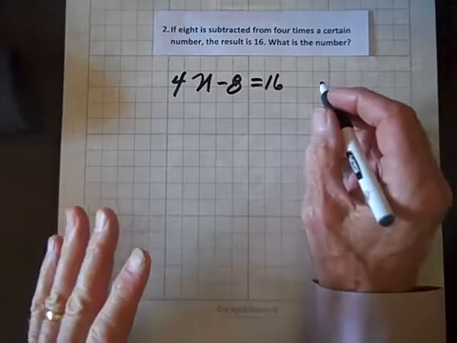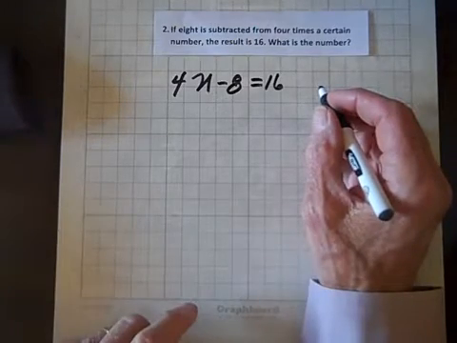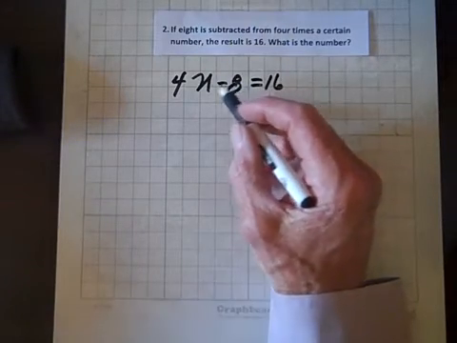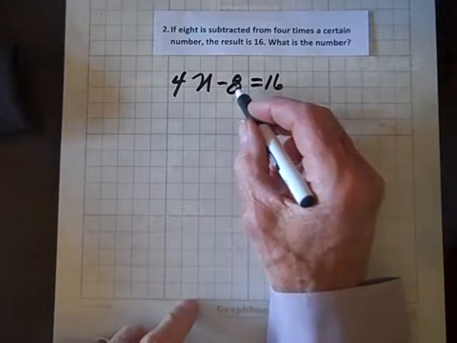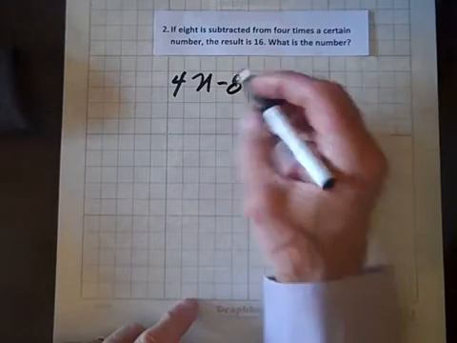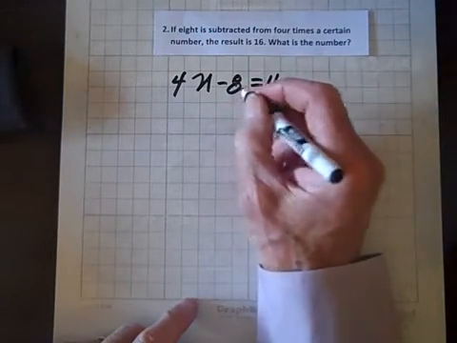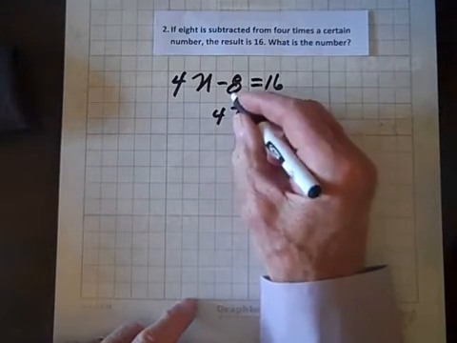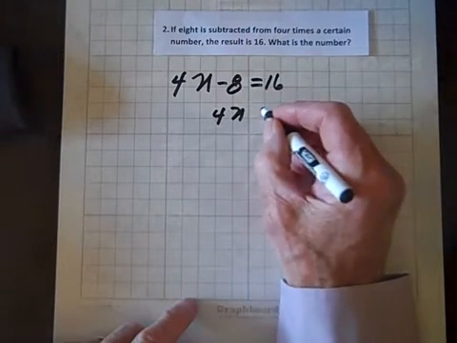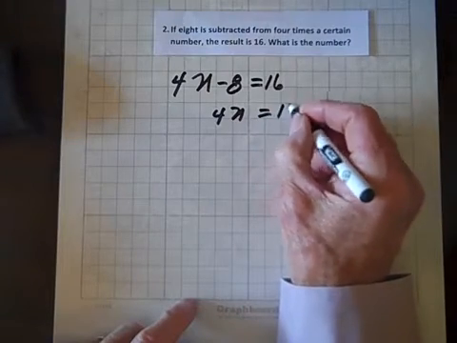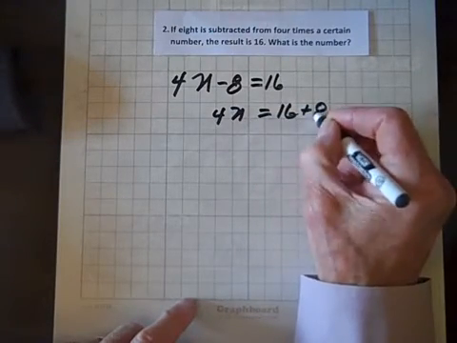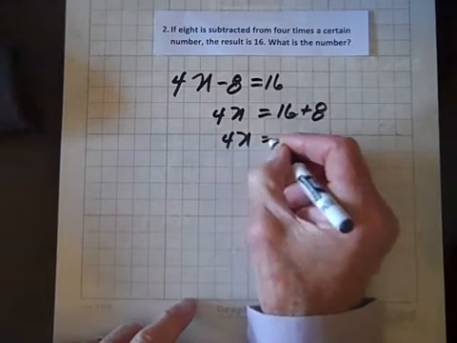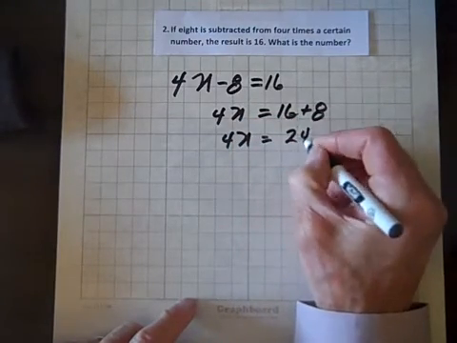Okay, so the first step, isolate the term with the variable in it, then we'll isolate the variable. So to get 4n all by itself, we'll have to add 8 to both sides. So if I add 8 to this side, we'll just be left with 4n, because minus 8 plus 8 is 0. And if we add 8 to this side, we get 16 plus 8. So 4n equals, and that's 24.